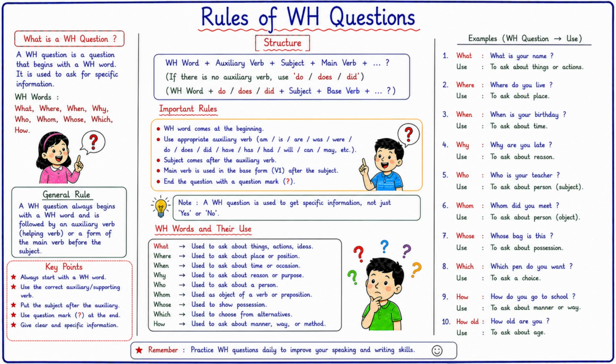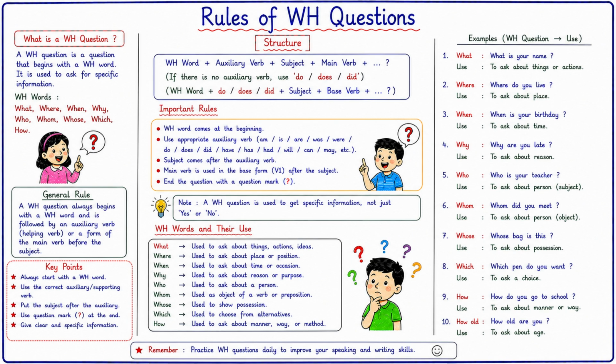And for the past tense, we use did. For example, he visited London. The question becomes, where did he visit? Again, after did, we use the base form of the verb. Now let's look at the important rules.